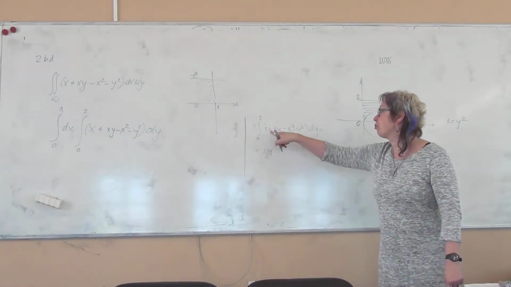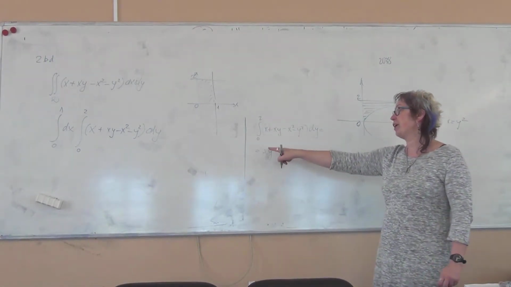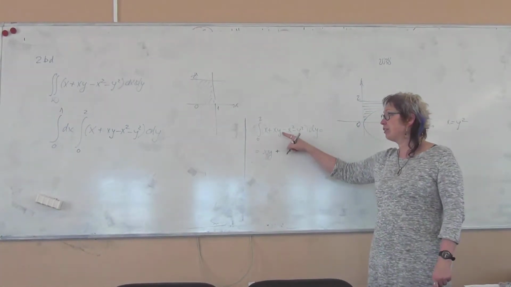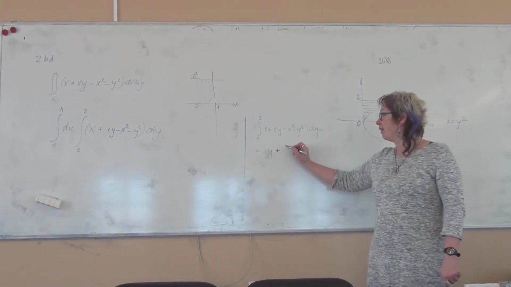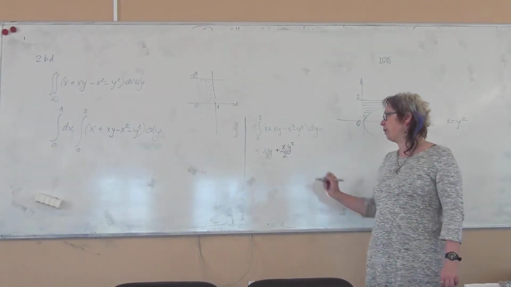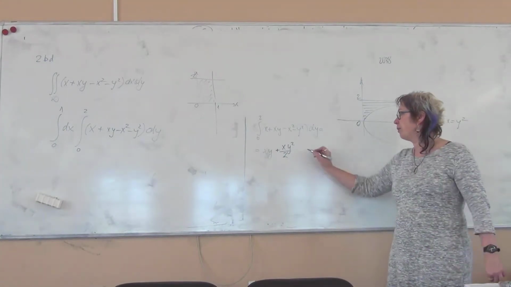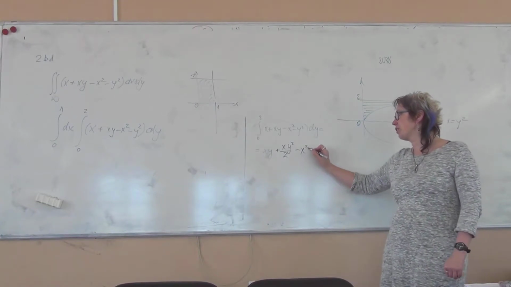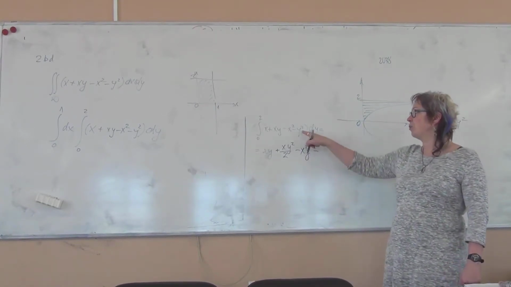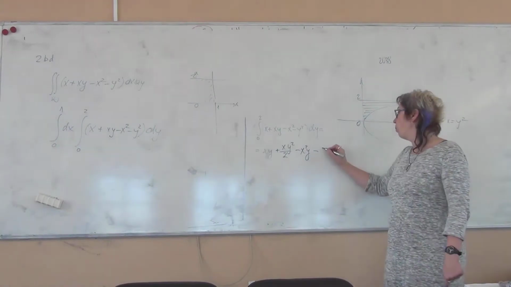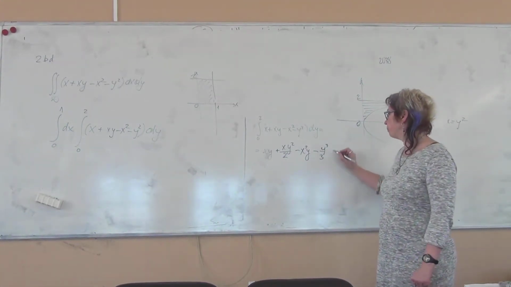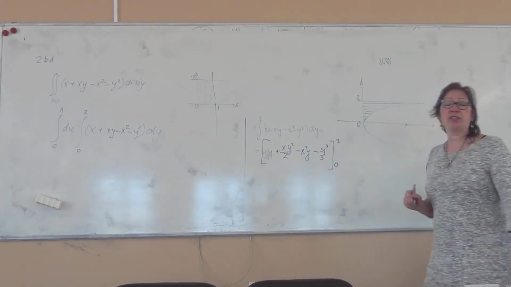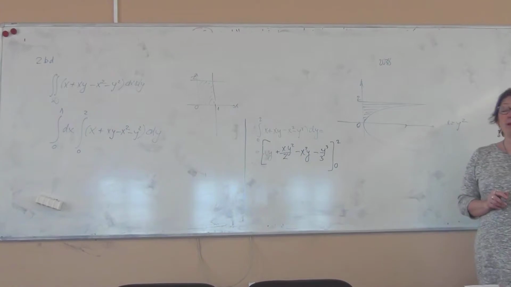So, okay, to integrate, x is a constant, so we have to integrate by y, it becomes xy. Next, integrating by y, y squared divided by 2. x, y squared divided by 2, x is a constant, so it stays there. X squared is again like a constant, so it's x squared y. And y squared, y cubed divided by 3. Between 0 and 2, but 0 and 2 only for y.